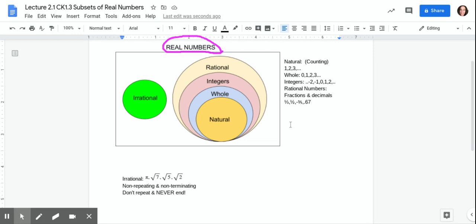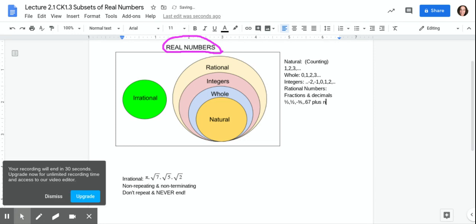Rational numbers include all these fractions and decimals plus all the whole numbers and natural numbers.